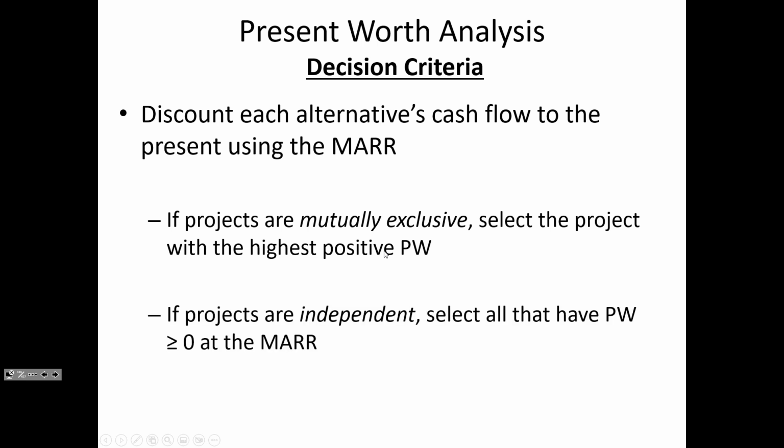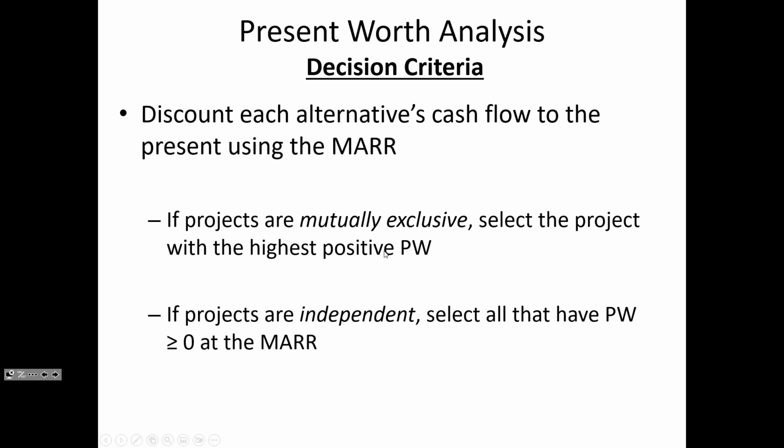If projects are independent, that means you can choose multiple projects, and then your decision criteria there is to select each one of the projects where the present worth is greater than or equal to 0 at the minimum attractive rate of return. If you've discounted all of the future revenues to the present, and your minimum attractive rate of return is the least you're willing to accept, then a present worth of 0 would indicate that you're only making the minimum attractive rate of return.